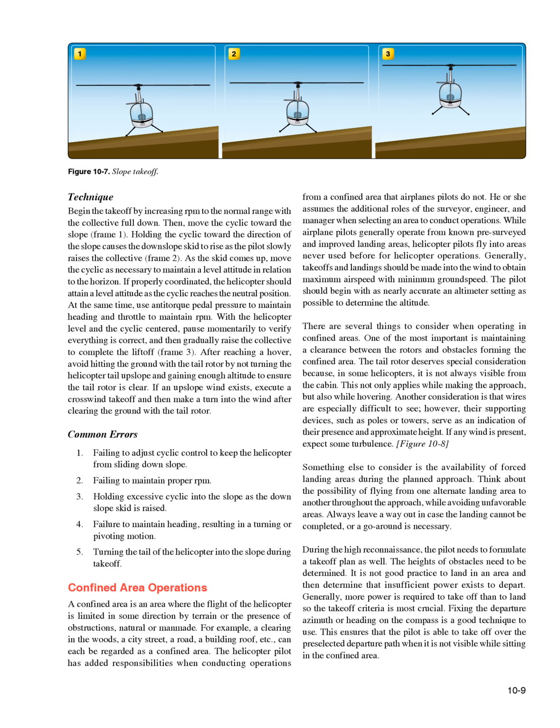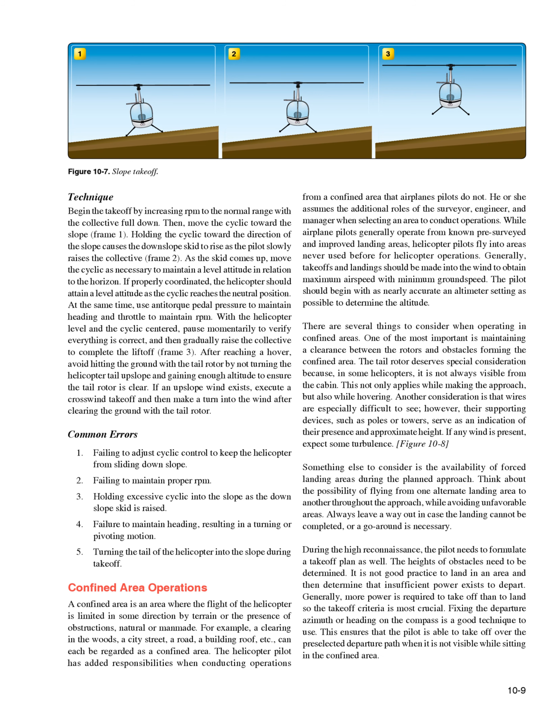Figure 10.8. Something else to consider is the availability of forced landing areas during the planned approach. Think about the possibility of flying from one alternate landing area to another throughout the approach, while avoiding unfavorable areas. Always leave a way out in case the landing cannot be completed, or a go-around is necessary.